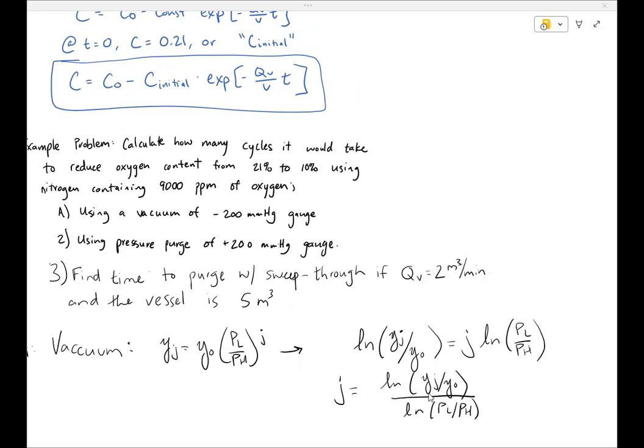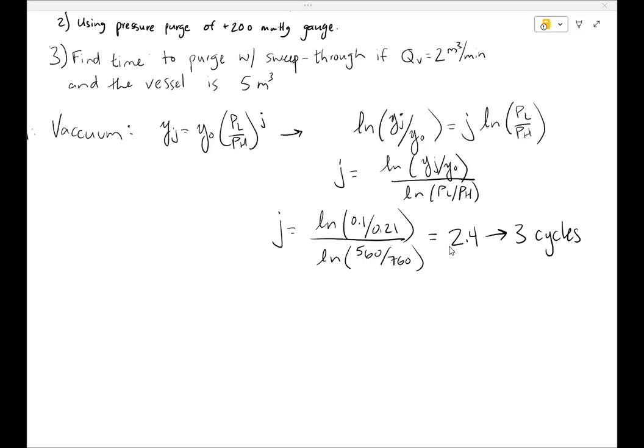Okay, so next step is I'm going to plug in the numbers and solve for J. When I plug those numbers into my calculator, I get 2.4. But for a cycle like this, I don't want to mess around with having a partial cycle, so always round up in these types of problems. So 3 cycles would be my final answer for the vacuum purge situation.